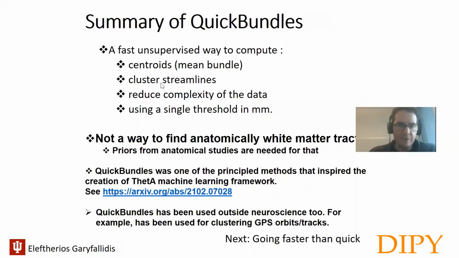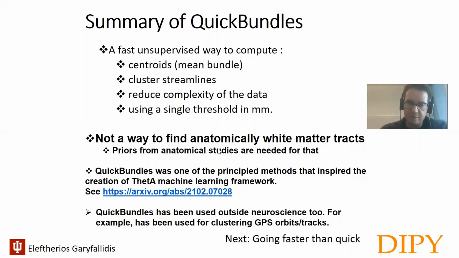So here is a summary of QuickBundles. It is a fast and unsupervised way to compute centroids, like a mean description of the bundle, to cluster streamlines to reduce the complexity of the data, simplify your data, using a single threshold that can be in millimeters, for example. If your tractography is in world coordinates, or in a standard coordinate system, which is in millimeters, then you can use that to identify the best threshold.